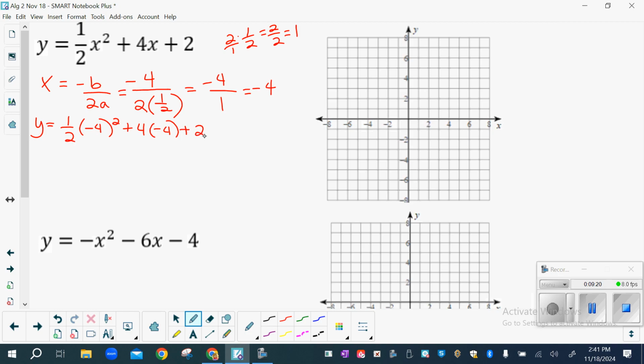Now, when we're computing this, 1/2 times -4 squared, do we do the exponent first or the multiplication first? Exponent, because of order of operations, we do that exponent first. So this gives us 16. Half of 16 is 8. So 8 minus 16 plus 2, which adds to -6.